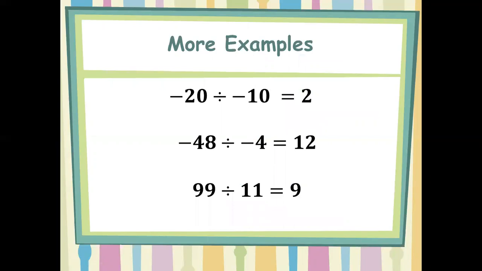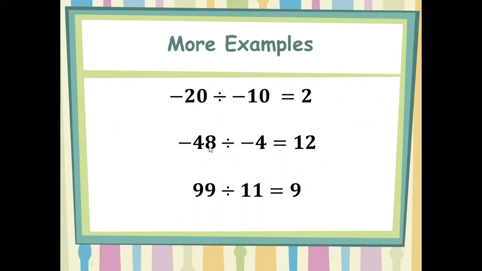Okay, so here are some more examples for you. So -20 divided by -10. Forget about the negative signs, just pretend as if they don't exist. So you are just left with 20 divided by 10, which is going to give you a 2. So you can even cross them out. You can cross out this negative, you can cross out this negative. So you'll be left with 20 divided by 10, which is going to give you a 2.